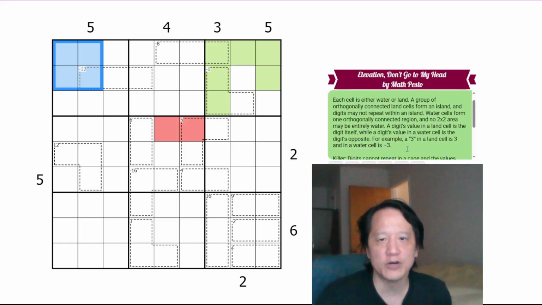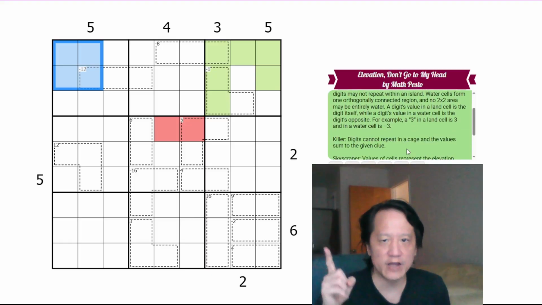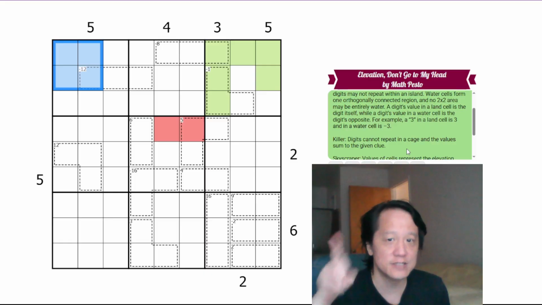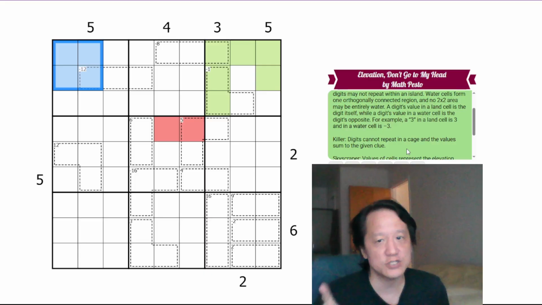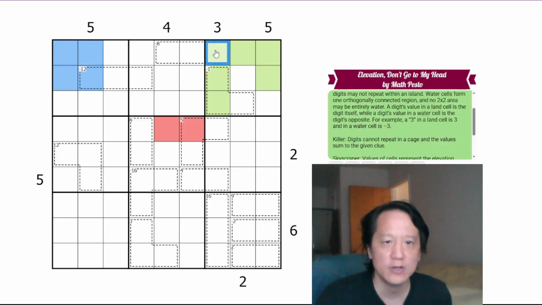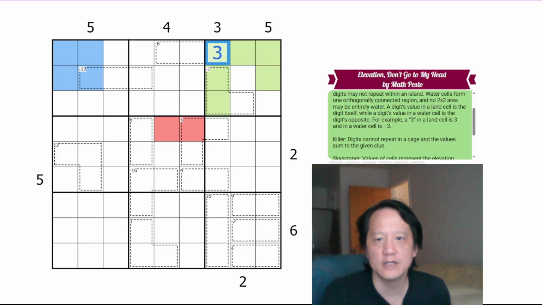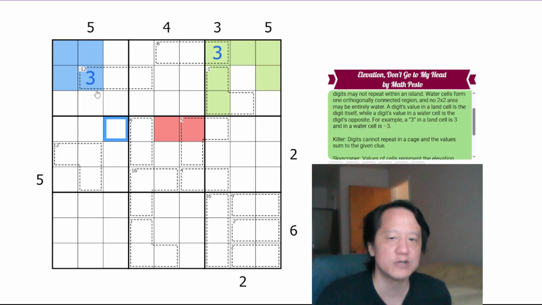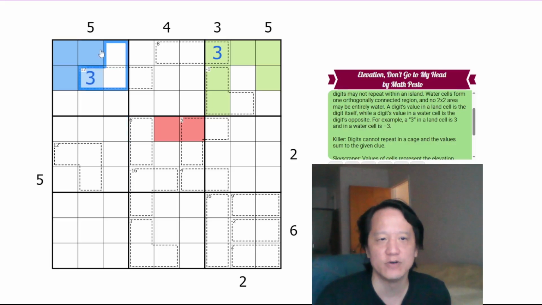Okay, what do the water and land mean? A digit's value in a land cell is the digit itself, while a digit's value in a water cell is the digit's opposite. For example, the value of a 3 on a land cell is 3, and the value of a 3 on a water cell is negative 3.